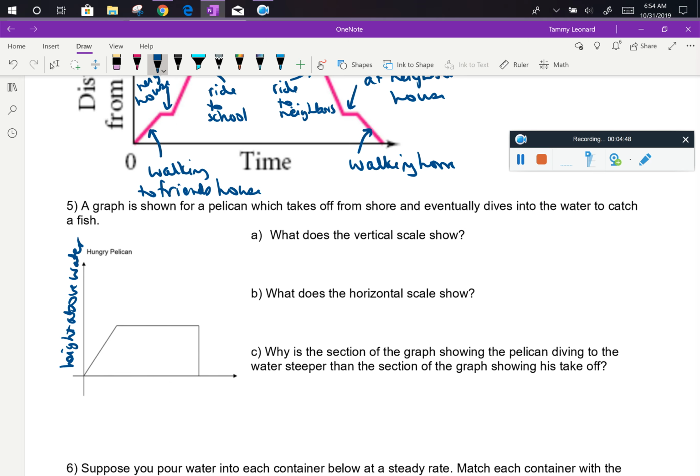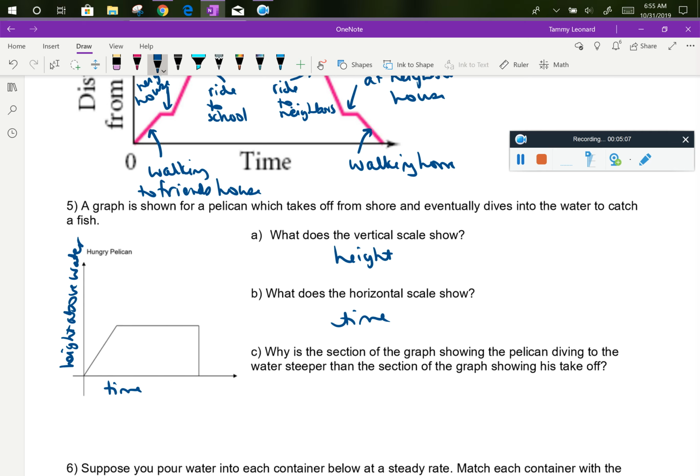And we're asked what the horizontal scale should show, and that should be time, the duration of the pelican's flight. So the vertical scale shows height, and the horizontal scale shows the time. We're asked, why is the section of the graph showing the pelican diving to the water steeper than the section of the graph showing his takeoff?